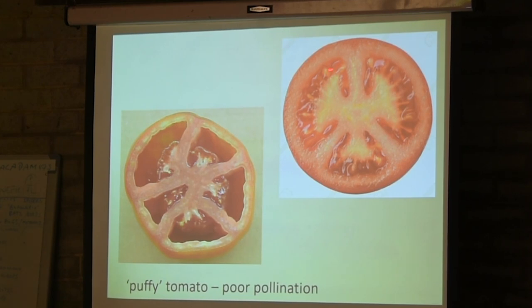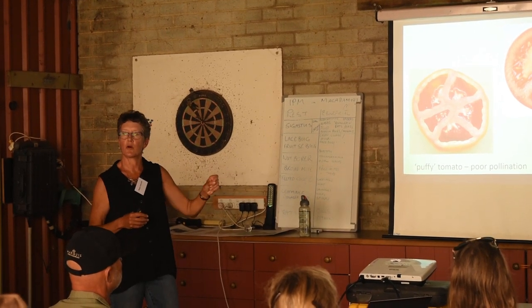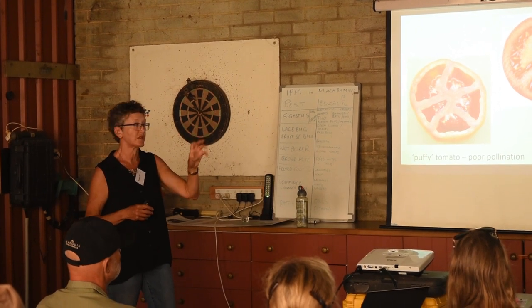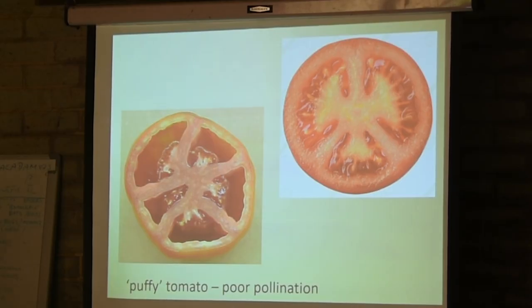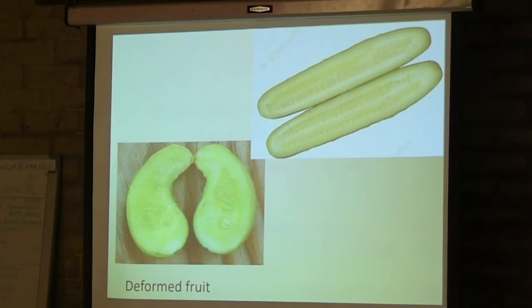This has been well pollinated, so you've got really well developed seeds, and the fruit tissue has been stimulated and growing, and this gel has filled the whole fruit out, and it's a much better flavour as well. Well pollinated fruit has a much better flavour. This is a puffy tomato, they call it. The seeds haven't developed. This hasn't been pollinated properly, and although you get a fruit, it's lighter, it's empty, it's tasteless, and it's dry.